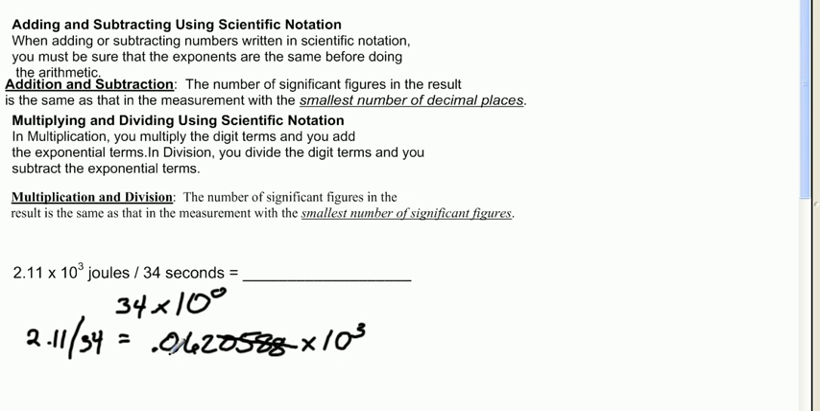When we adjust this number to reflect the correct format of scientific notation, we are going to move our decimal place to the right 2 places. That causes the exponent to drop in value from 3 down to 1. So our real answer is going to be 6.2 times 10 to the first, or 62.